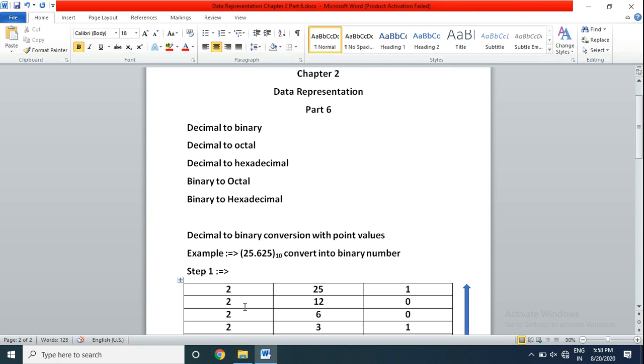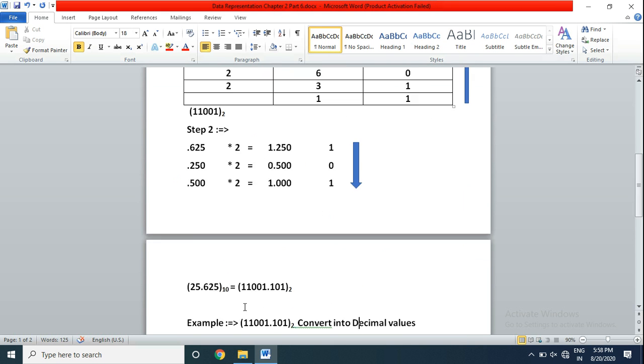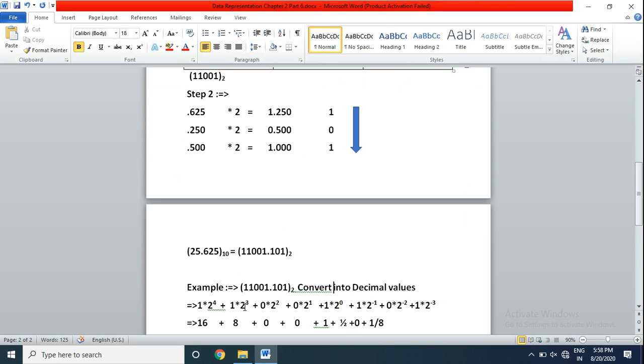So today we learned how we can convert a decimal number into a binary number with a point value, and how a binary number can be converted into a decimal number with point values.